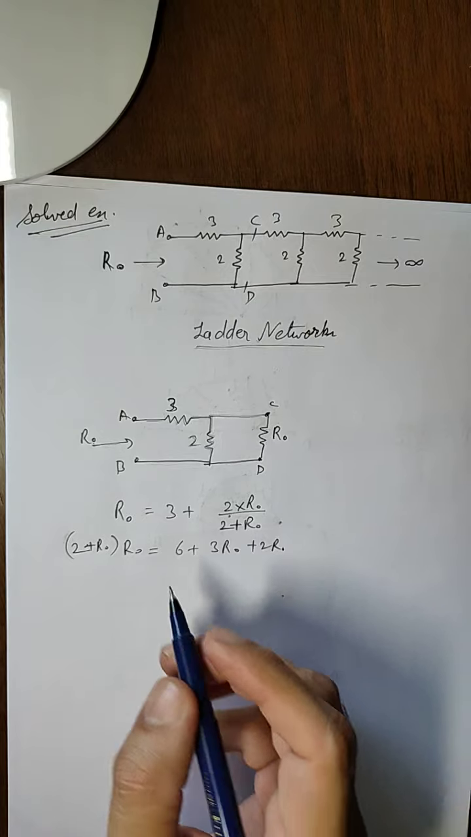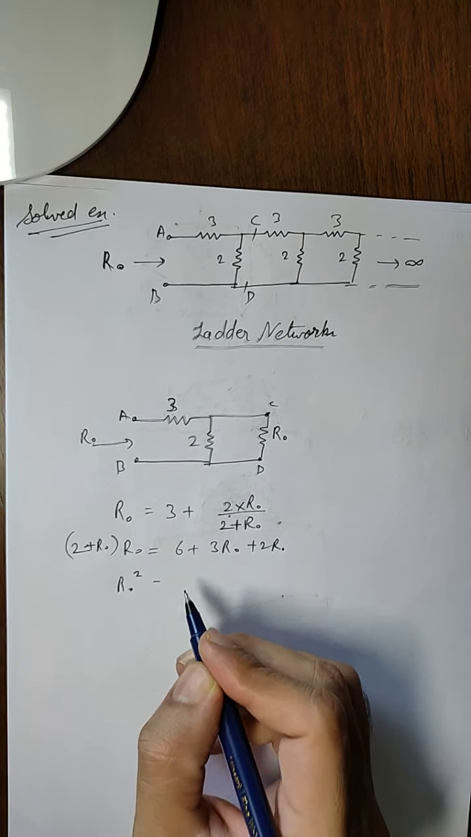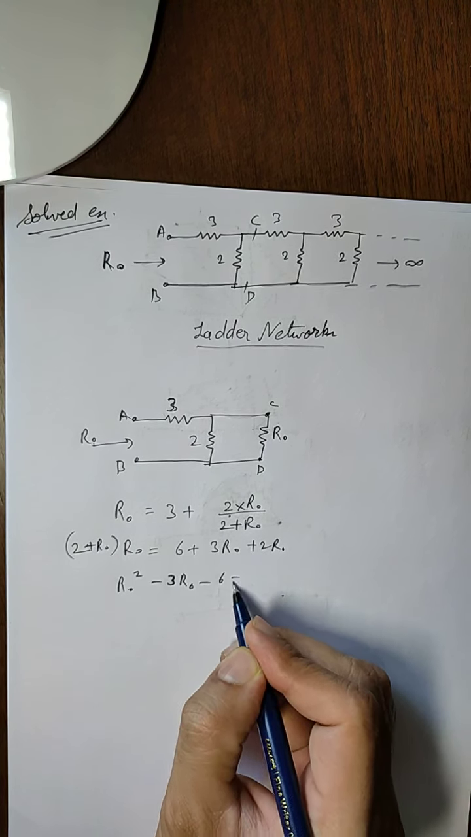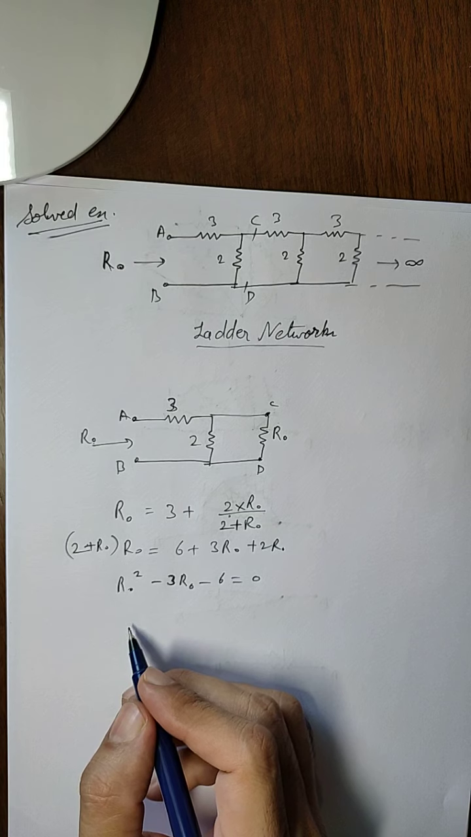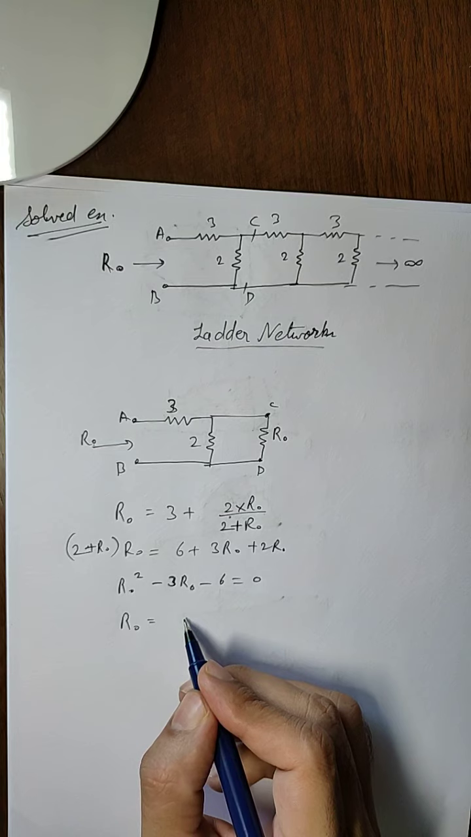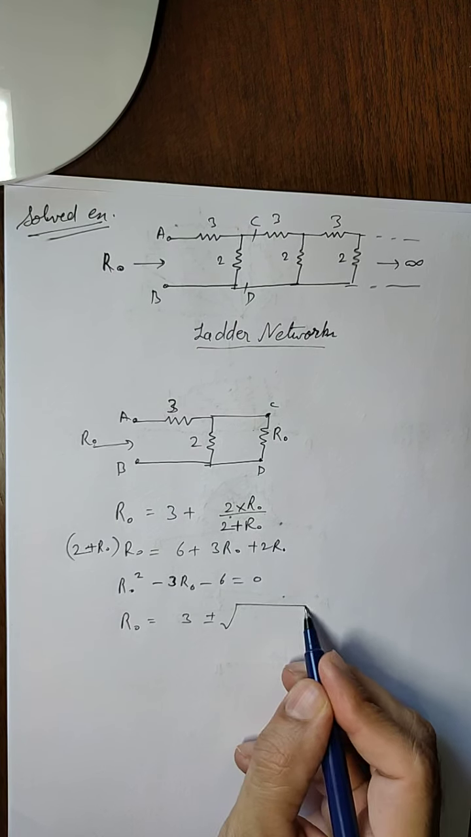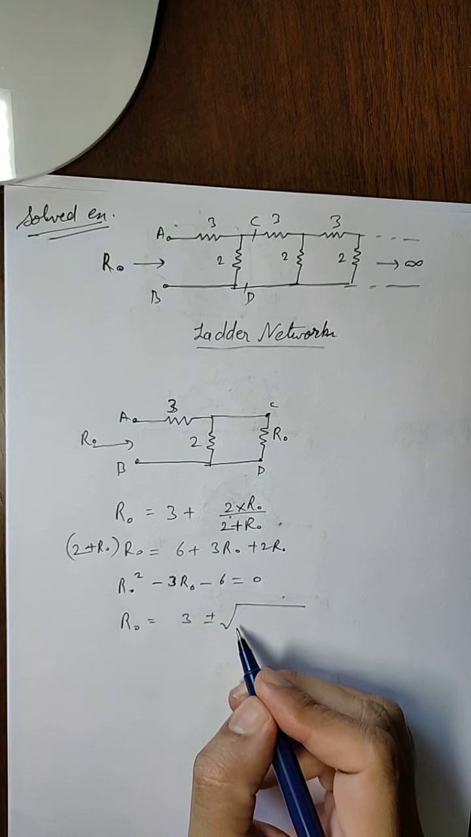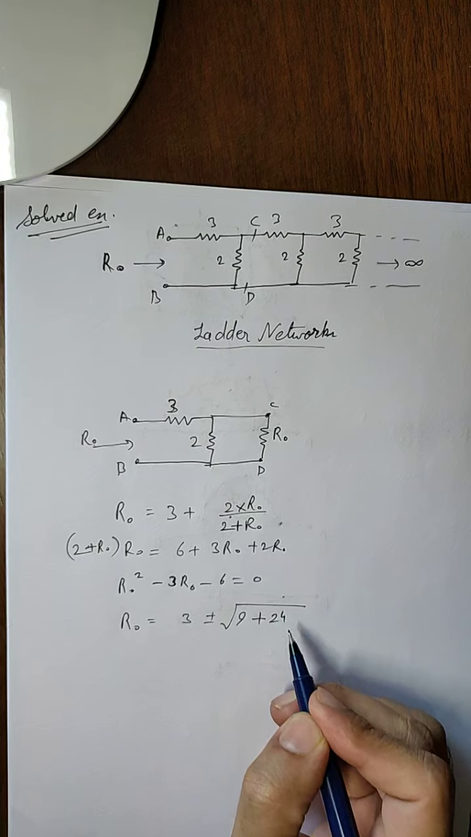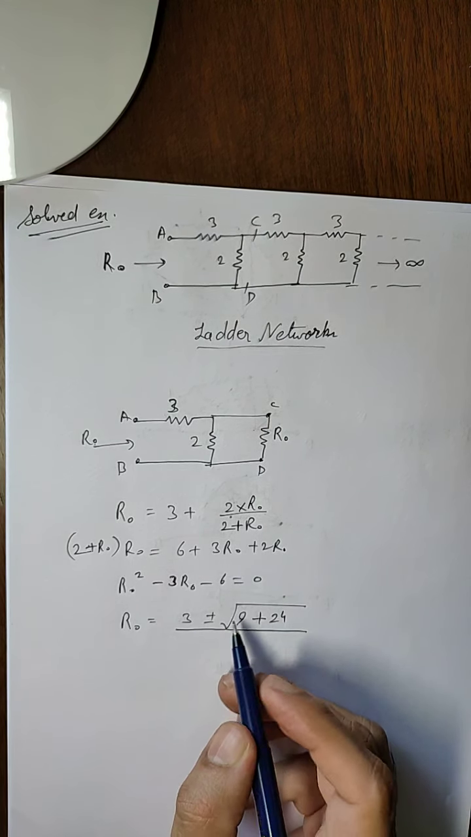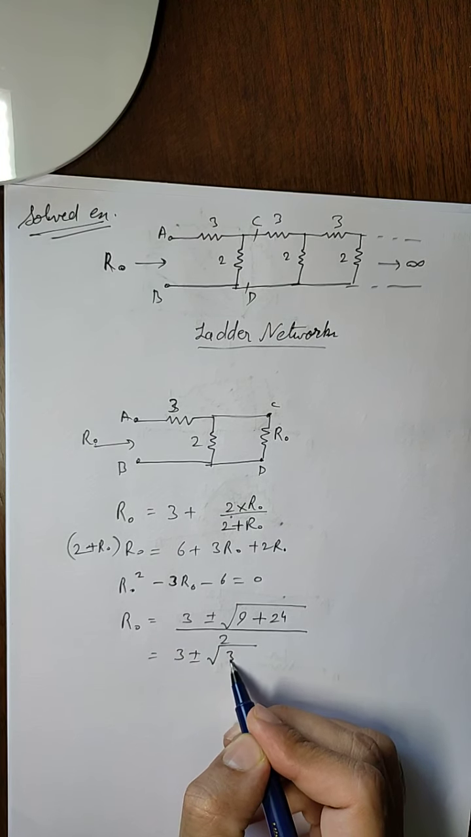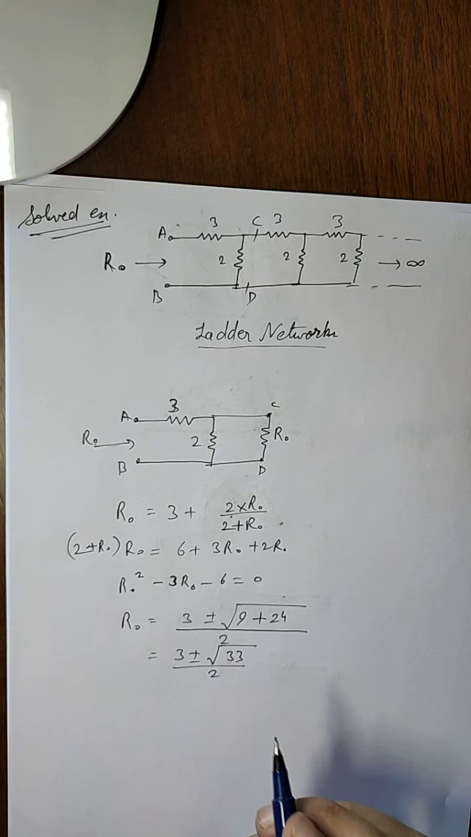Now if we simplify this, then we will get a quadratic equation which will be R naught square minus 3 R naught minus 6 equals to 0. Now by using quadratic formula we can find out the roots. So it will be equal to minus b, so 3 plus minus determinant, which will be b square minus 4ac, so b square is 9, and minus 4ac is plus 24, upon 2a, so it will be equal to 2. So this will be equal to 3 plus minus root of 33 upon 2.